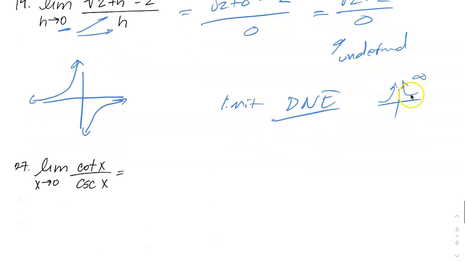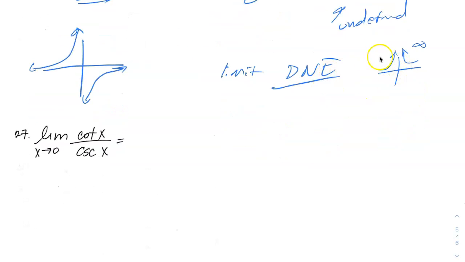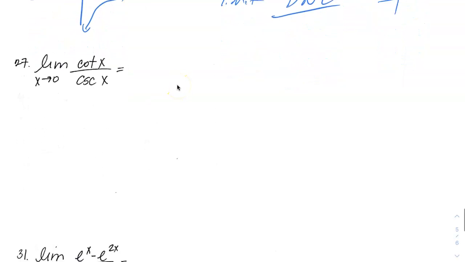But if the AP exam wants to be a little bit more descriptive, what type of does not exist is it? Is it straight out does not exist? Or is it like positive infinity or negative infinity? Then you'll see that in the multiple choice.